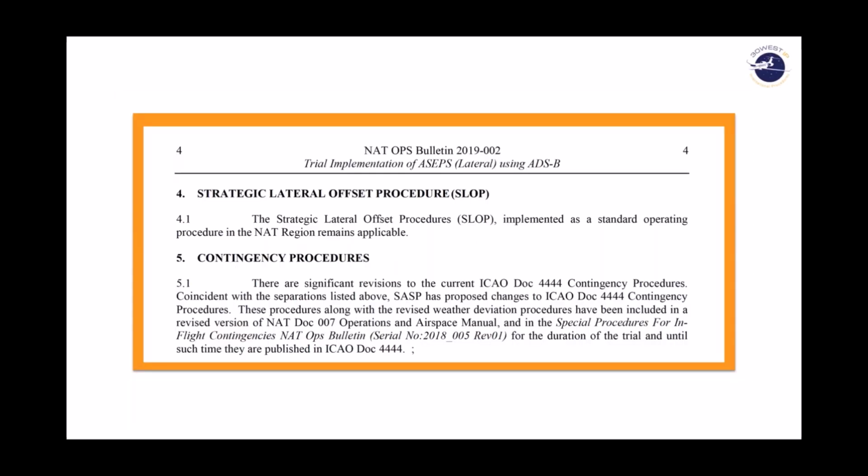Now, they mention in the original ASEPS bulletin the strategic lateral offset procedures won't change, but here they say that strategic lateral offset procedures in the NAT remain applicable, and that's because they did change those, and that will be the next subject of discussion here in just a moment. And then following a discussion of the changes in Slop, we're going to briefly just touch on the fact that there's some new contingency procedures. We're not going to go through them. We went through them in March, and that webcast is available on our YouTube channel, and we'll show you how to go look at that if you haven't seen it.